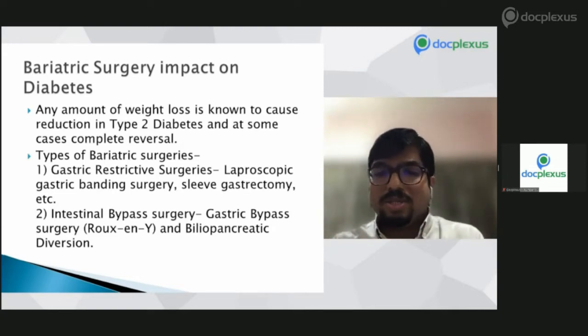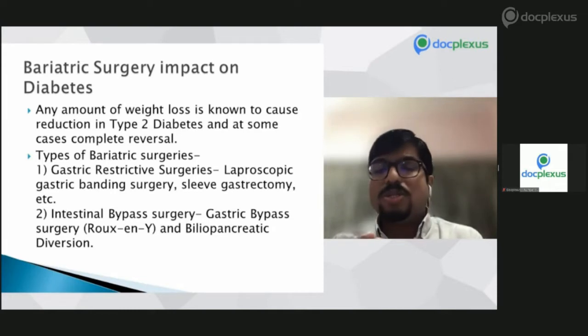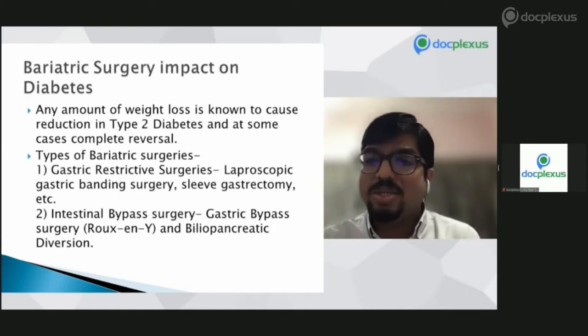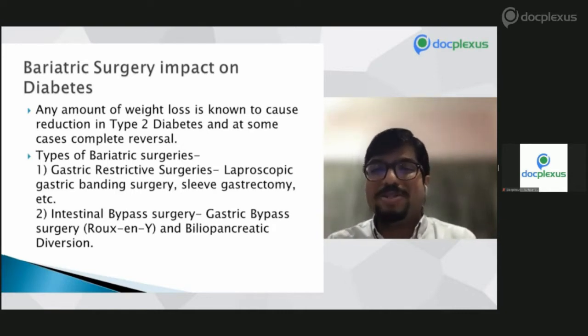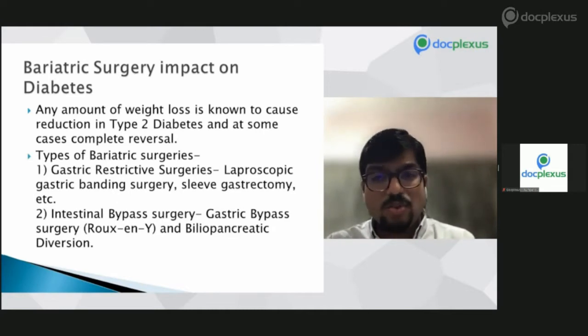In bariatric surgeries, we have two options which you're all aware of. One is gastric restrictive surgeries, which are laparoscopic gastric banding surgery, sleeve gastrectomy, etc. And you have the intestinal bypass surgery, which is the gastric bypass surgery, which is a Roux-en-Y, and then the biliopancreatic diversion as well.